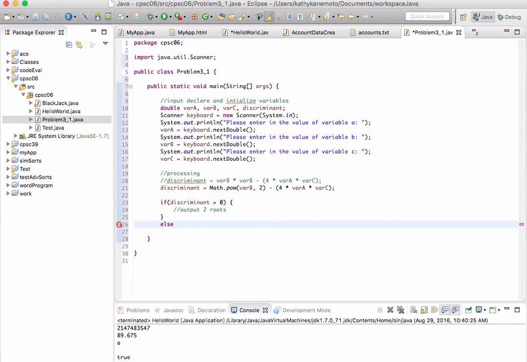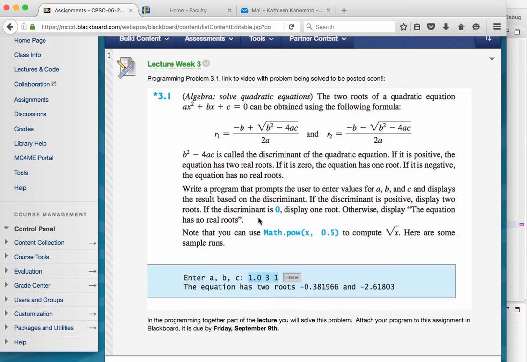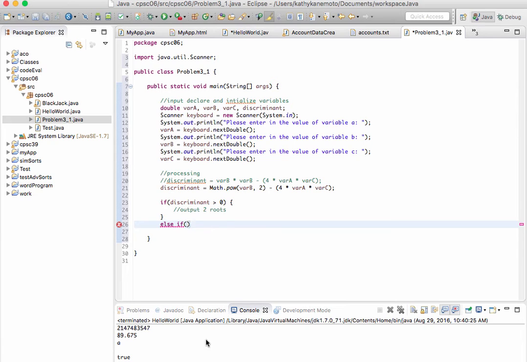Then we had to check for another case inside of our problem. If the discriminant is 0, display 1 root. How do we check if something is 0? We say, are you equal to 0? Remember, it's 2 equal signs to check equality. So in here, we'll display 1 root.